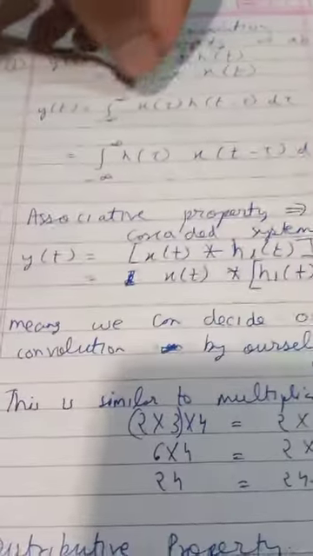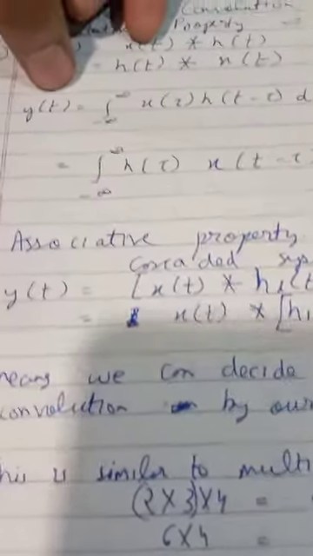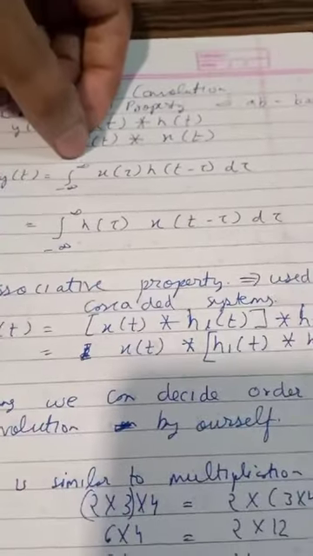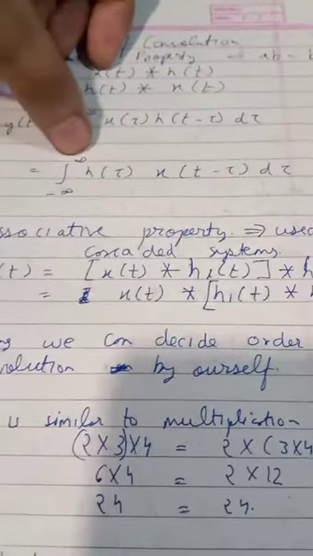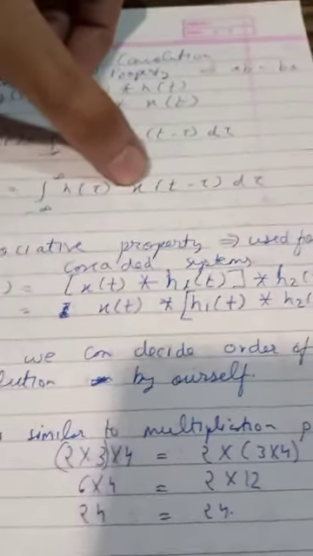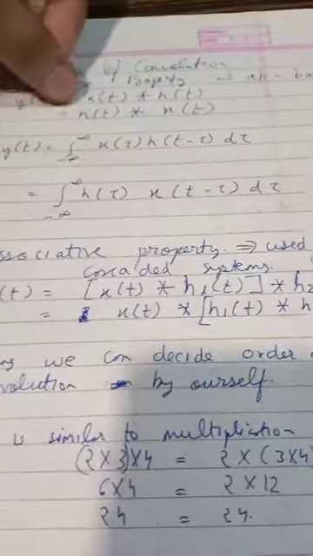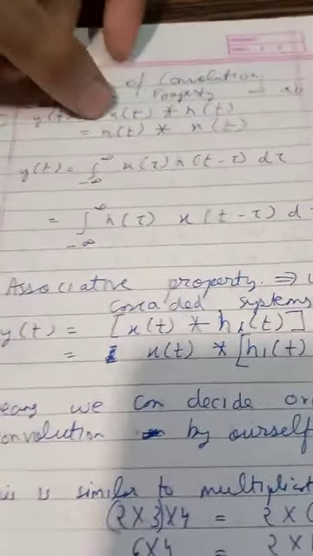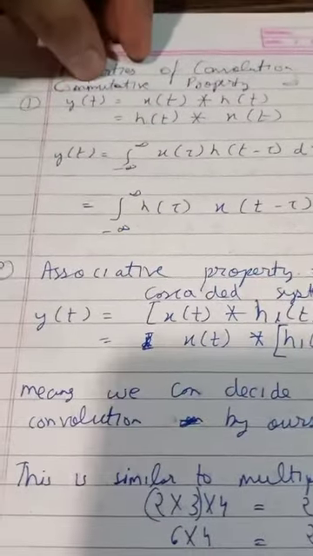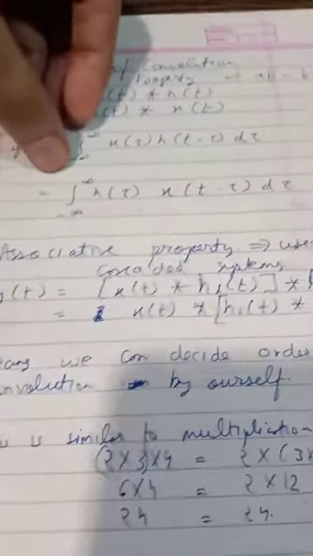So both are the same. Mathematically we can say that y of t will be equal to the integral from minus infinity to infinity of x of tau h of t minus tau d tau, and this will be equal to the integral of h of tau x of t minus tau d tau. So these are commutative, just like multiplication. Multiplication also follows the commutative property. Similarly, convolution also follows the commutative property.